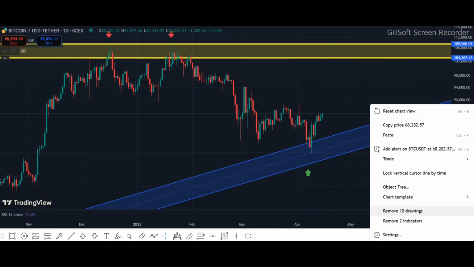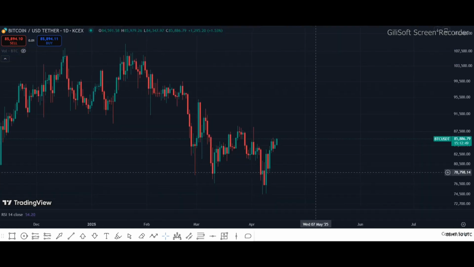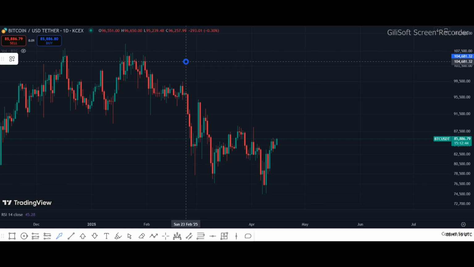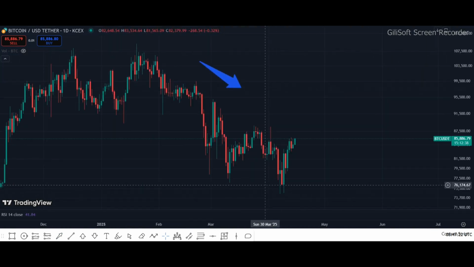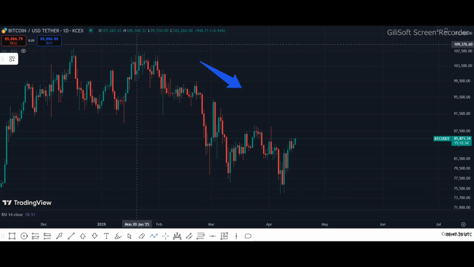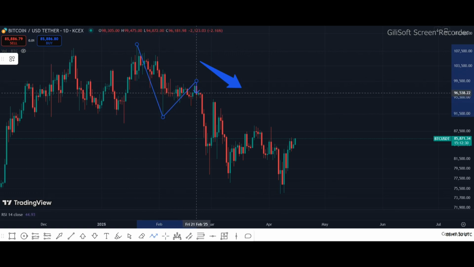Well, it's time for me to keep my promise and give you a spot trade on the daily time frame. Here, contrary to the weekly time frame, we have a downtrend, which is due to the recent news about tariffs and all US policies.